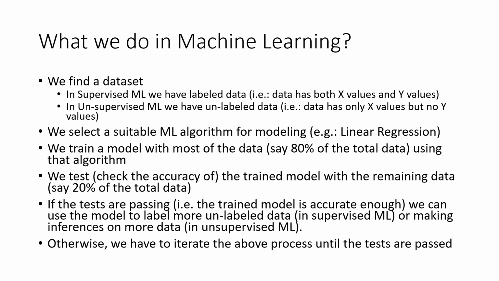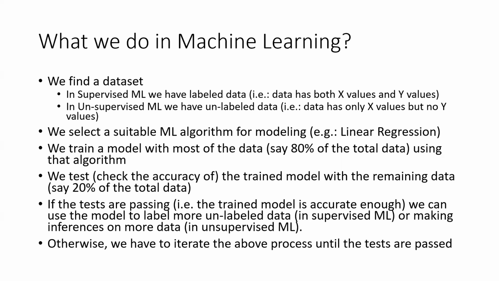And then you train the model with the 80% training data set, and then you test with the 20% testing data set. And if the accuracy, or the other performance parameter we want, is high enough, that means the tests are passing and the model is accurate enough, then we can use that trained model for making more predictions or making more decisions for unseen data, right? It's unlabeled data.